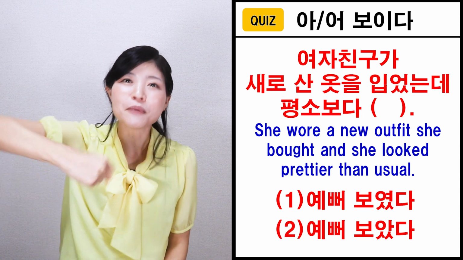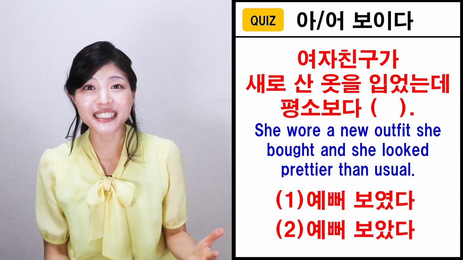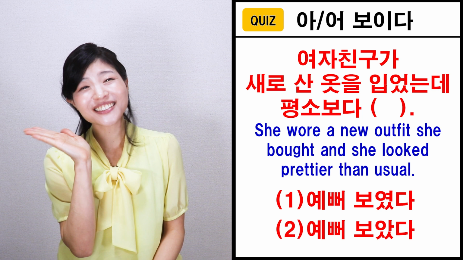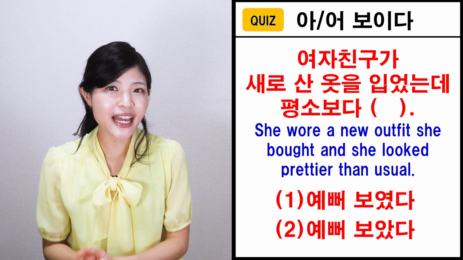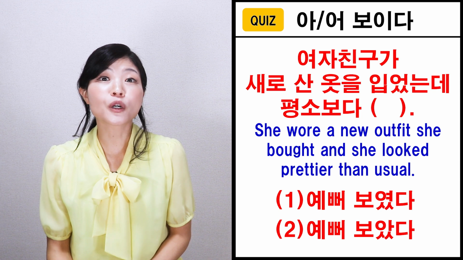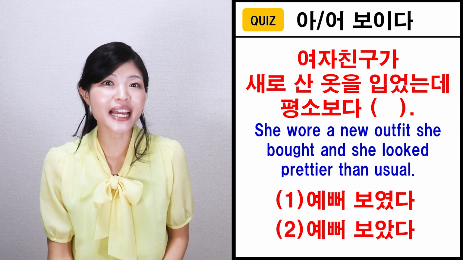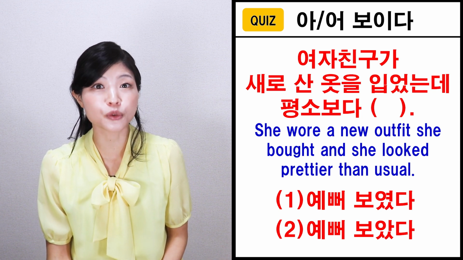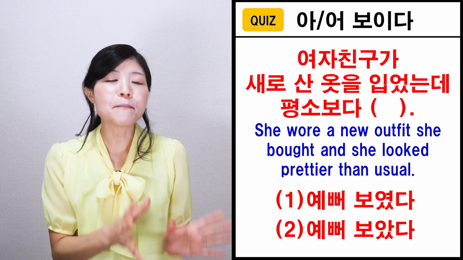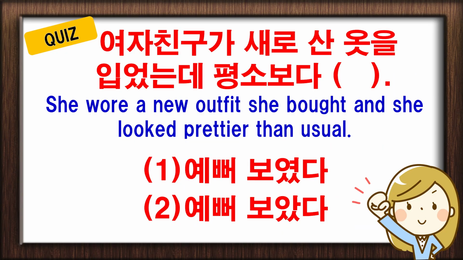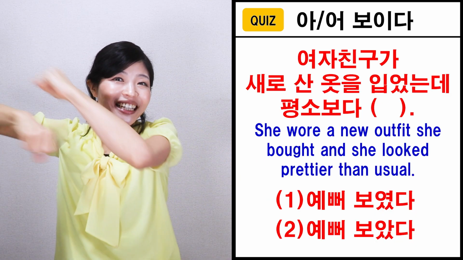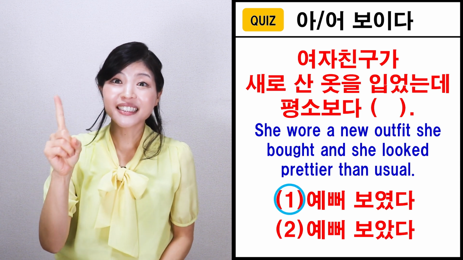Then let's deepen our understanding with some quizzes. Which one is the correct answer? 여자친구가 새로 산 옷을 입었는데 평소보다 — she wore a new outfit she bought and she looked prettier than usual. Number 1, 예뻐 보였다. Number 2, 예뻐 보았다. The correct answer is number 1.